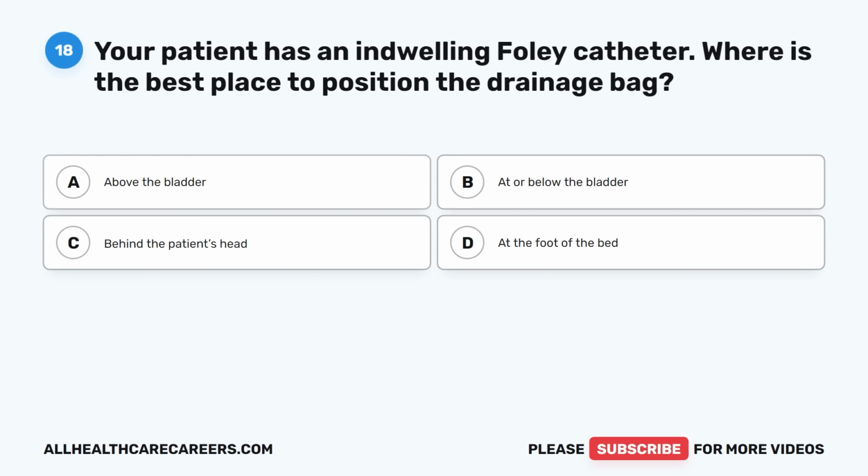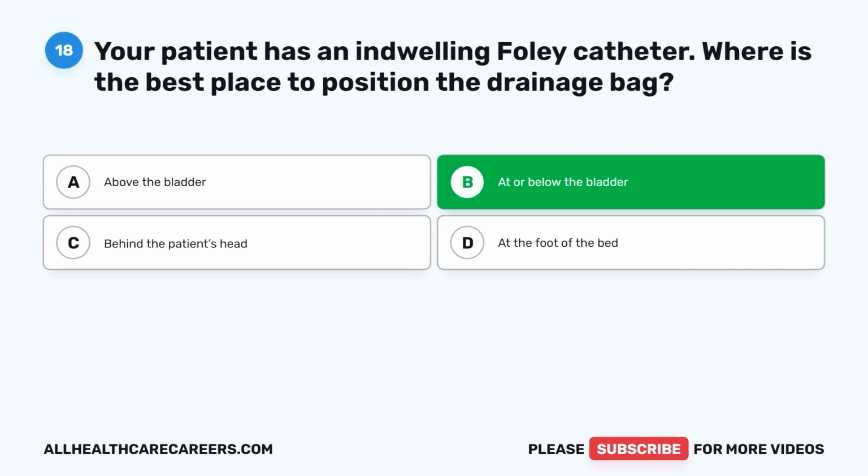Question 18. Your patient has an indwelling Foley catheter. Where is the best place to position the drainage bag? A. Above the bladder. B. At or below the bladder. C. Behind the patient's head. D. At the foot of the bed.